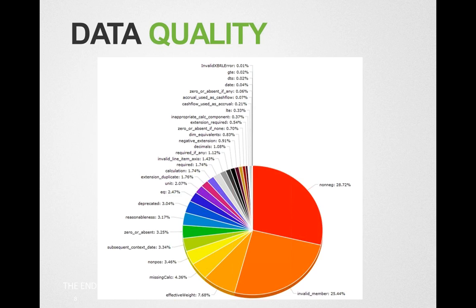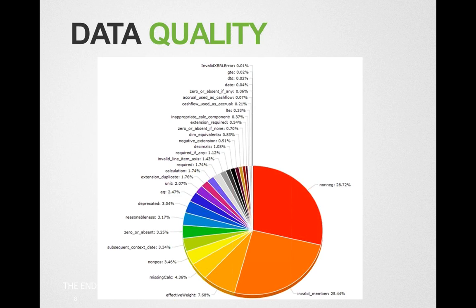The second issue, which is also quite big, is invalid members. When you report information using dimensions, you can qualify information that you report in different ways. It might be by segment, or by country code, or by legal entity. And what we're finding is a number of companies are breaking information down by categories that don't make any sense. So that's the second biggest issue.